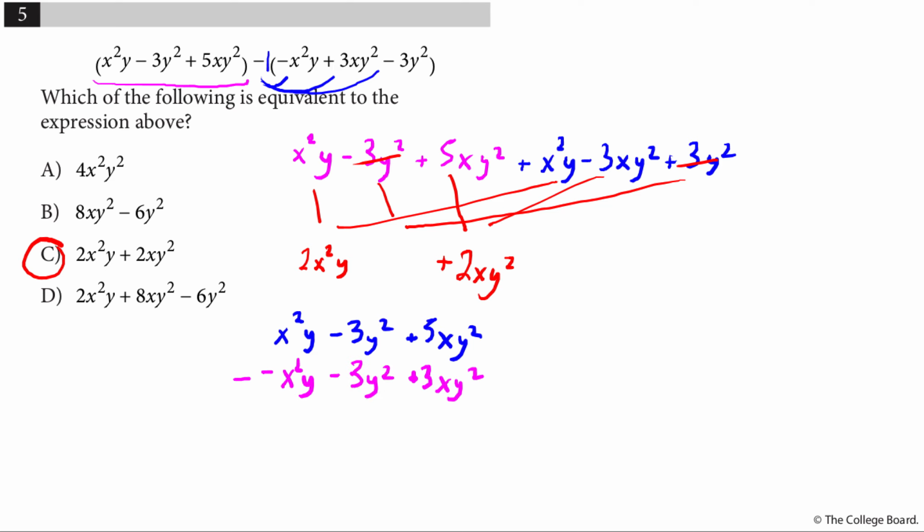And I can do this work right here. And notice x squared y minus negative x squared y gives me the 2x squared y. Negative 3y squared minus negative 3y squared cancels out. And 5xy squared minus 3xy squared does give me 2xy squared. Same answer.